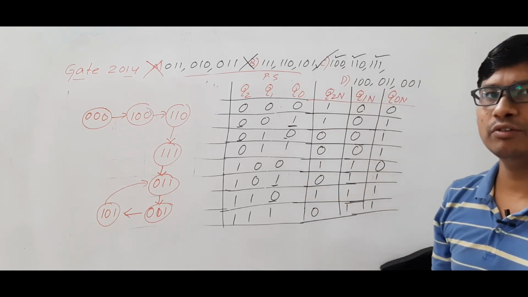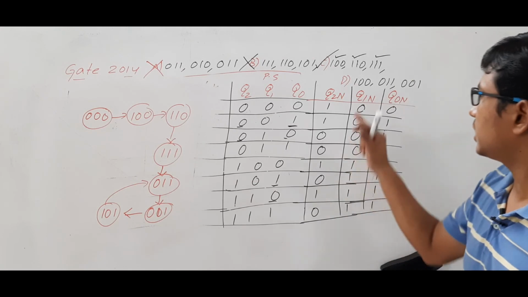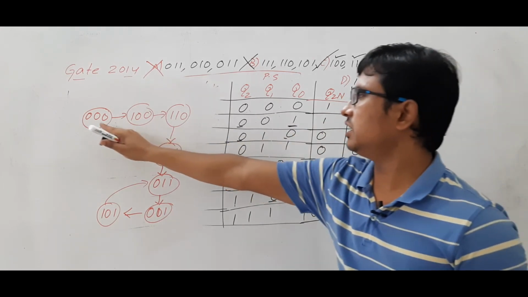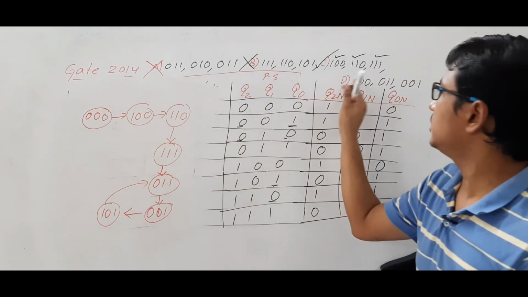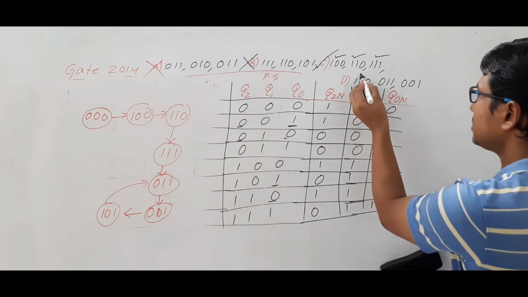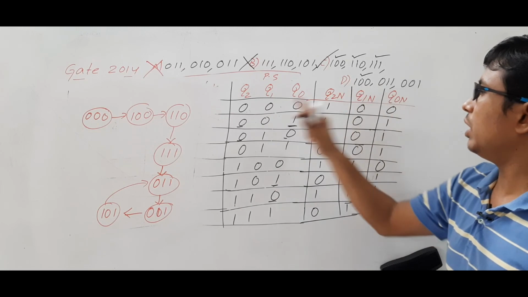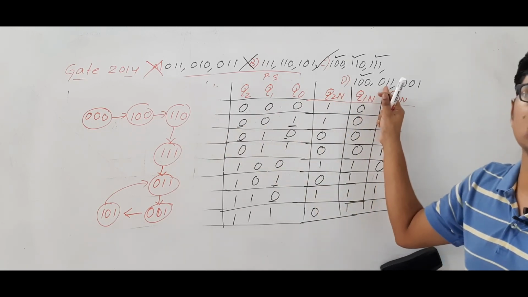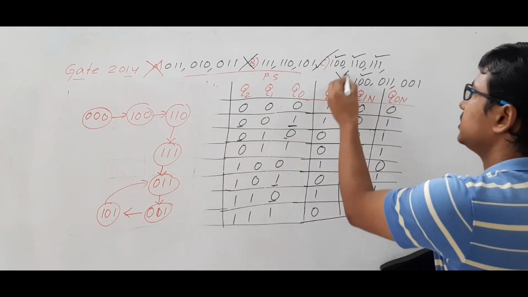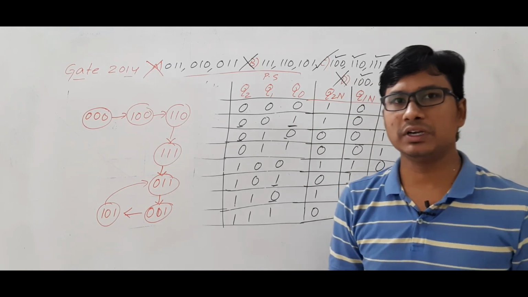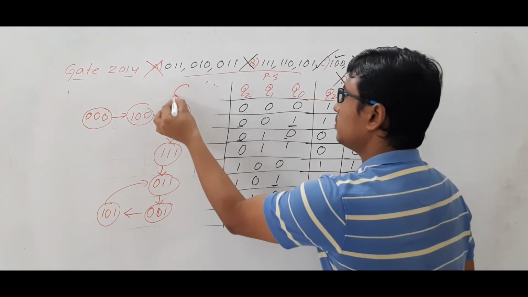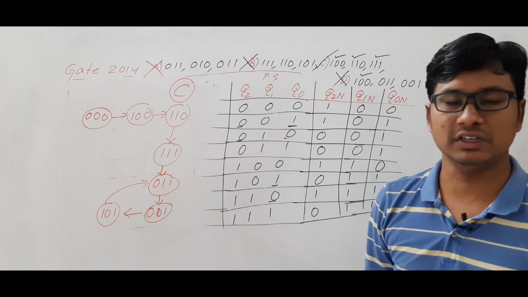Now we will verify why option D is wrong. It is saying that from 0, 0, 0, it is going to 1, 0, 0. Yes, this part is correct. From 1, 0, 0, it went to 1, 1, 0. But they are saying it is going to 0, 1, 1. So option D is wrong. So can you tell me what is the right answer for this question? Option C is the right answer for this GATE question.